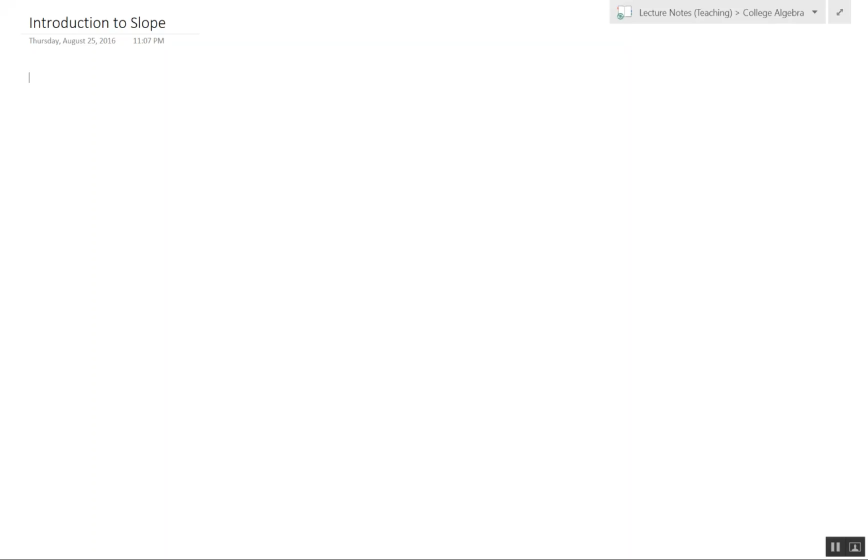Hi everybody, we're continuing our exploration of linear equations in two variables. The next thing we have to learn about is slope. So, what is slope? Well, let's draw an actual line.